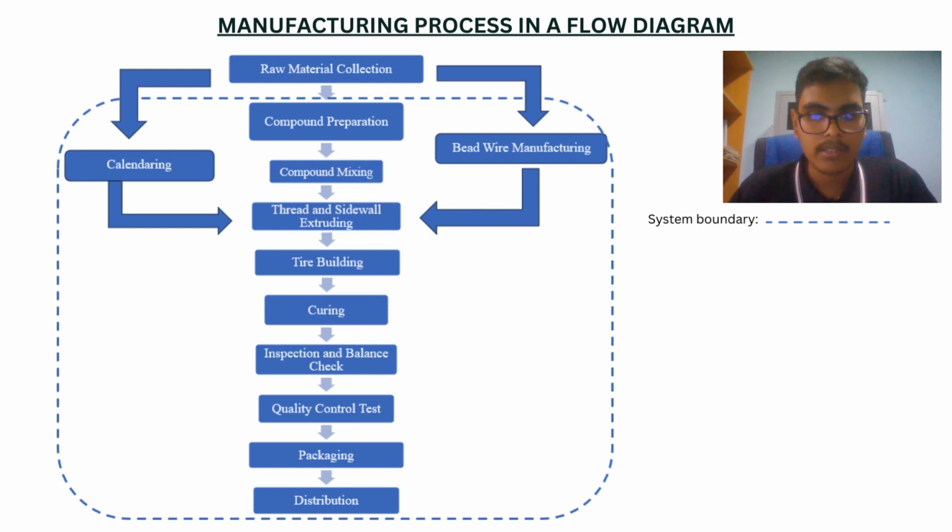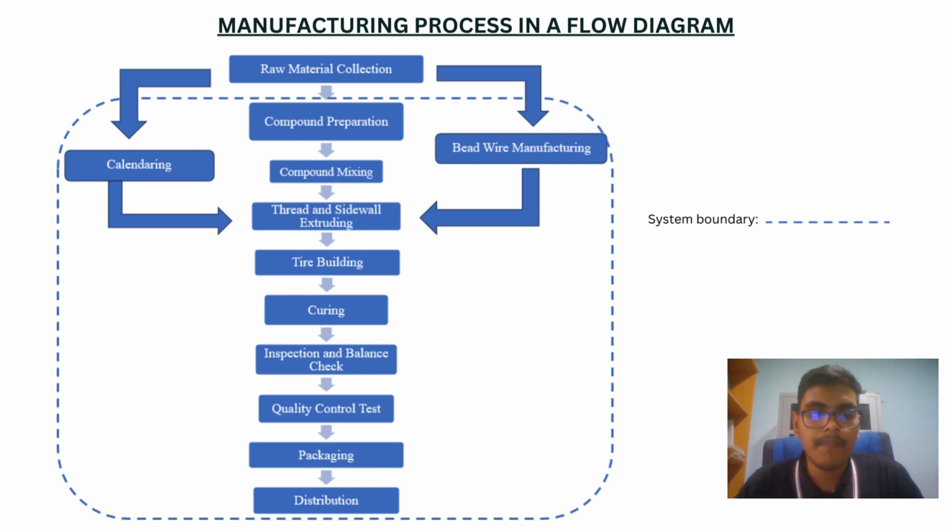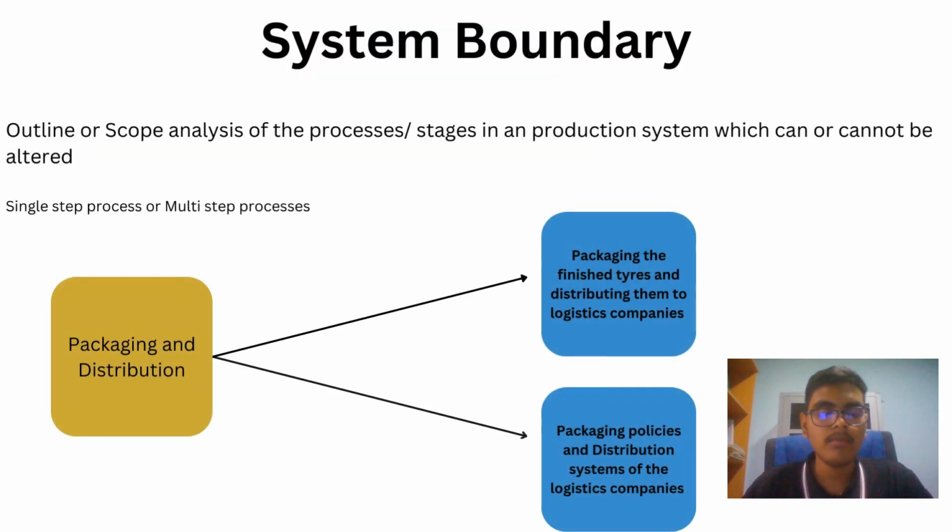Then assembling the bead wires, fabrics and rubber sheets in a drum to build a green tire. Then this green tire in the curing process is put under high pressure to get the desired texture and density, also known as the vulcanization process. Then an inspection process is carried out to analyze possible defects in the outline of the tire. After that, a quality control test makes the tire compliant with the company and governmental policies. Then finally, packaging and distributing tires for the market.